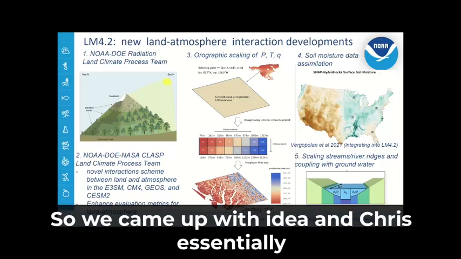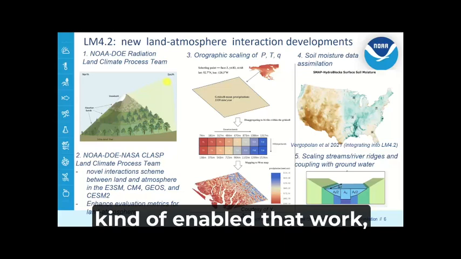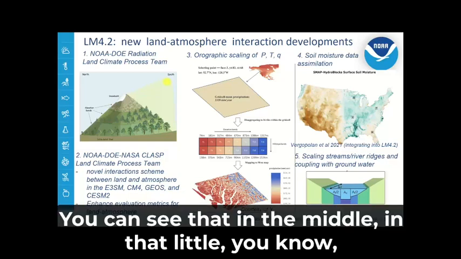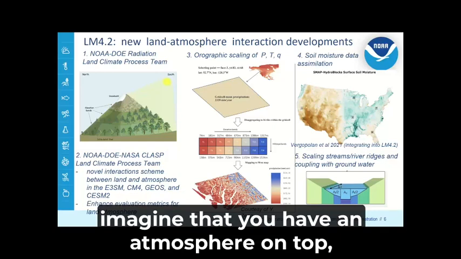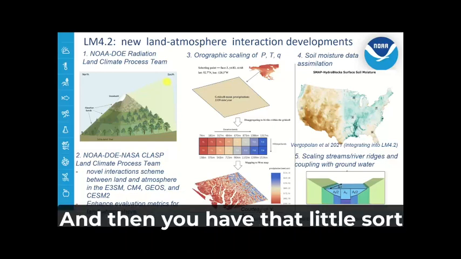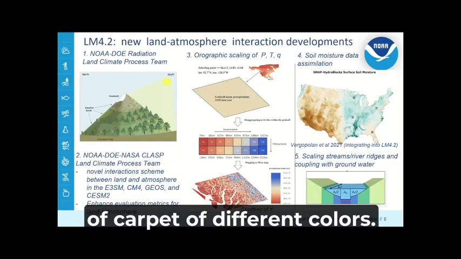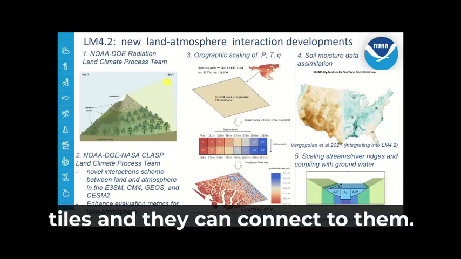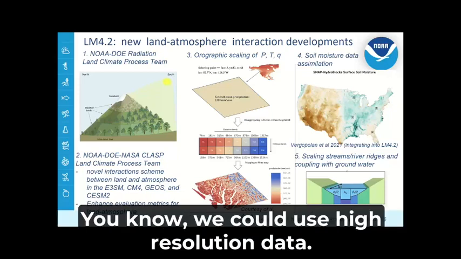So we came up with the idea, and Chris essentially enabled that work, to break each grid cell into tiles. You can see that in the middle: imagine that you have an atmosphere on top, and then you have a sort of carpet of different colors. Those are actually different hill slope and elevation tiles, and they can be connected. And we could use high resolution data.